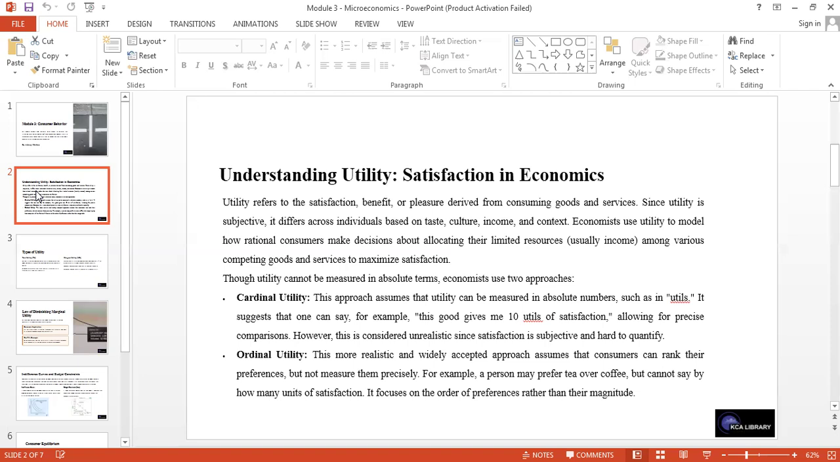And for the ordinal utility, this is the more realistic and widely accepted approach. It assumes that consumers can rank their preferences but not measure them precisely, as against cardinal utility. For example, a person may prefer tea over coffee but cannot say by how many units of satisfaction. It focuses on the order of preferences rather than their magnitudes.